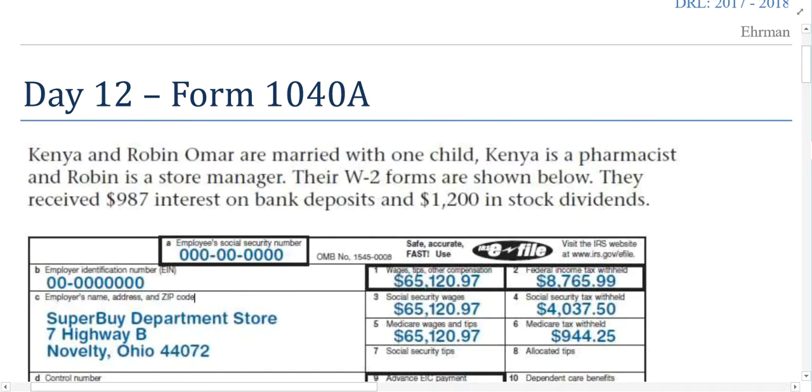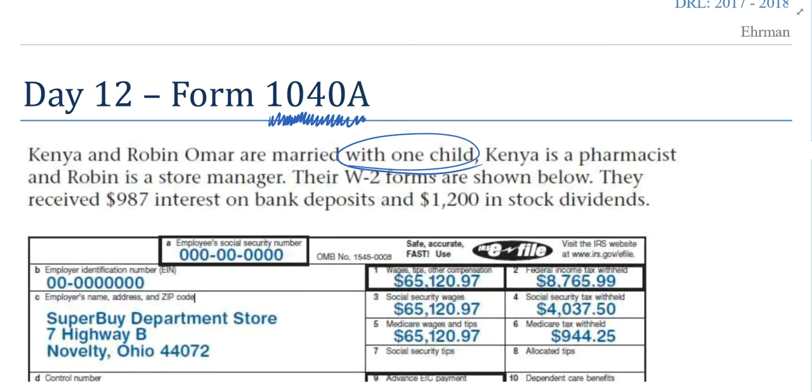Okay, in this video we have to switch federal tax forms. No longer can we use the EZ form. Instead, we have to switch to the 1040A. The reason why we have to switch is because the couple in this situation, Kenya and Robin, are married, which is okay for the EZ form, but they're going to be claiming a dependent person of their own. They have a child at home.